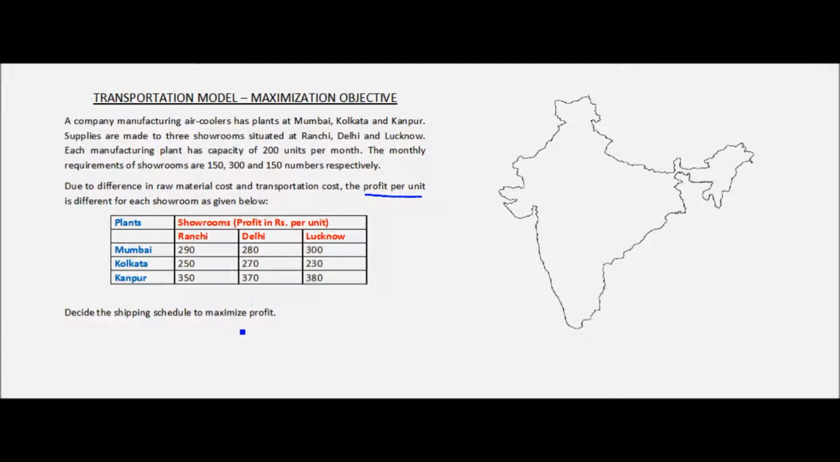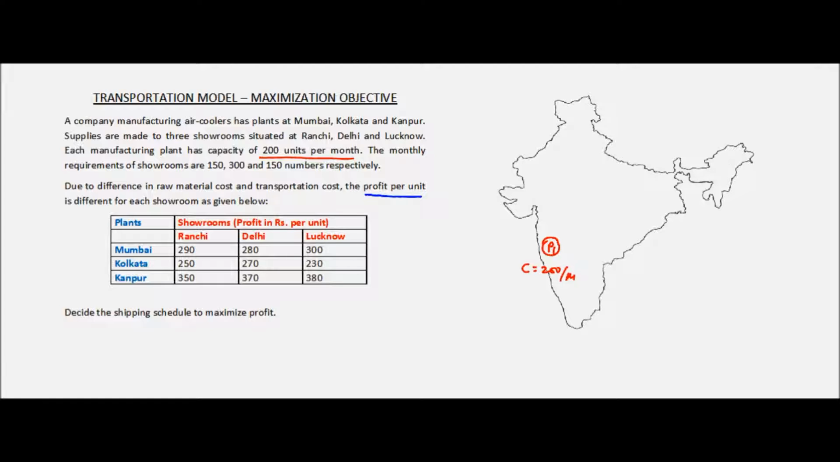So now we have to find out which showroom should receive the material from which plant in order to maximize the profit. Now let's understand this example in more detail. So there are 3 plants, one at Mumbai, one at Kolkata and one at Kanpur. So let's say this is plant number 1. And this plant has a capacity of 200 units per month. So capacity is 200 per month.